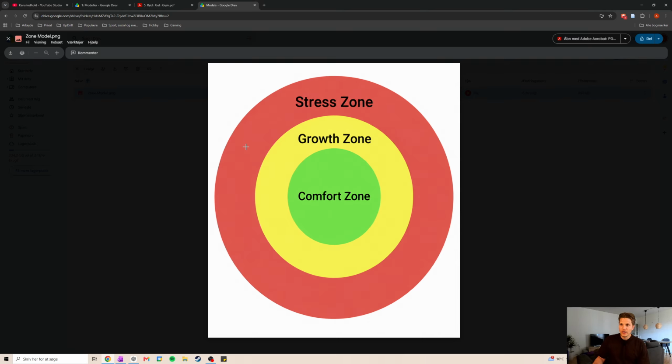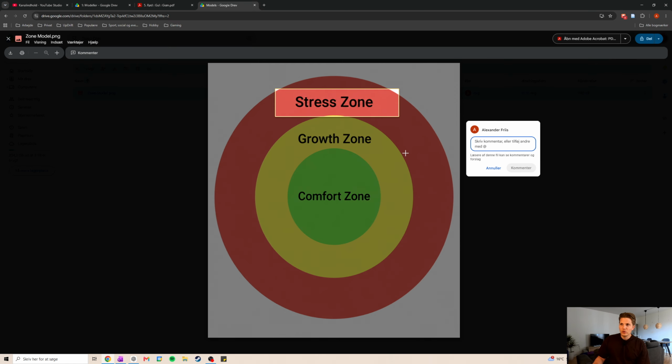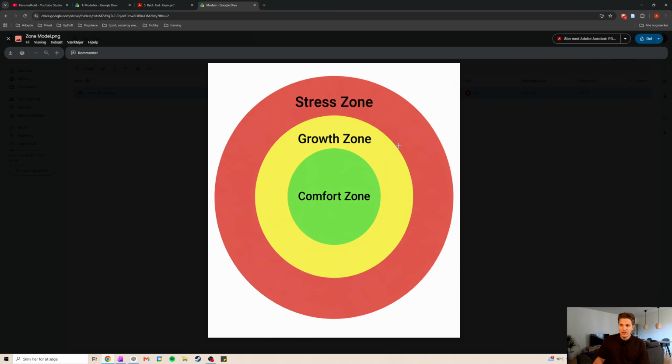And this is why the red zone is called the stress zone. The red zone is too much too fast. This is where we're no longer in a growth environment, but we're in a stress environment. This is where we are putting too much on our plate. We're progressing too fast. Our body can't keep up. Our mind can't keep up. And this is no longer a learning situation. This is just survival.